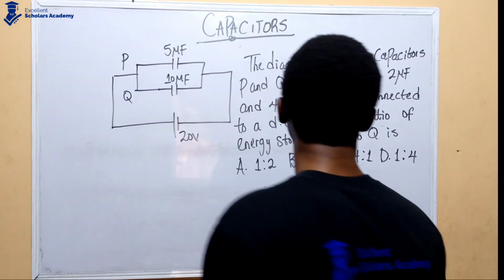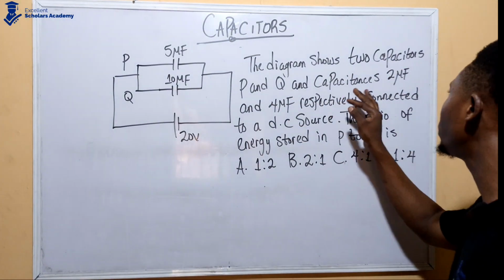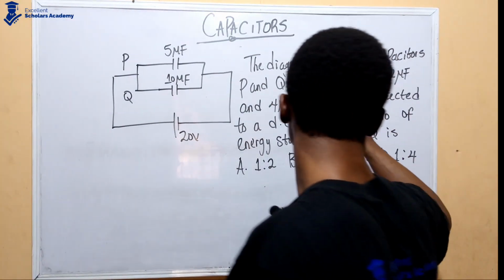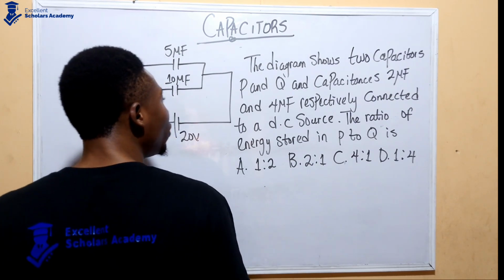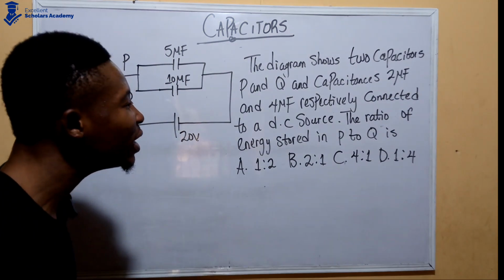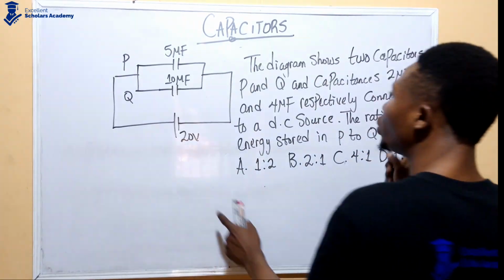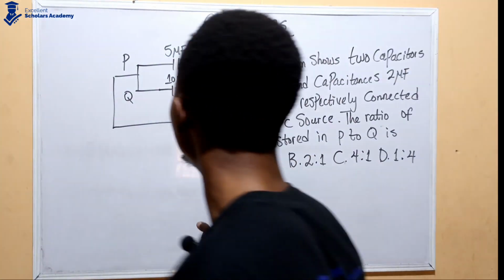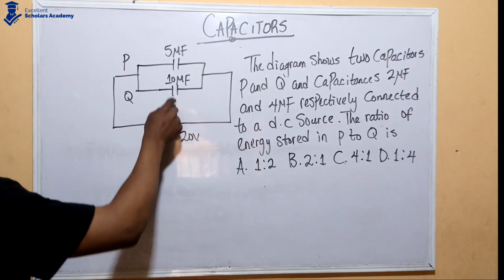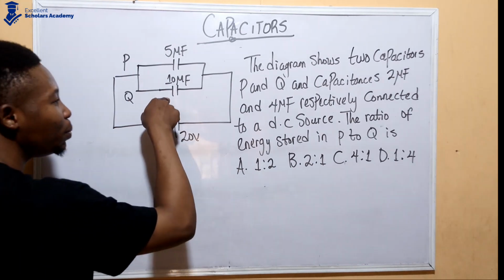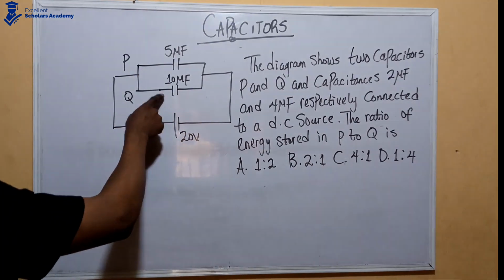The diagram shows two capacitors P and Q, with capacitances 2 microfarad and 4 microfarad respectively, connected to a DC source of 20 volts. The ratio of energy stored in P to Q is asked. Now we'll have to find the energy for P and we'll have to find the energy for Q.